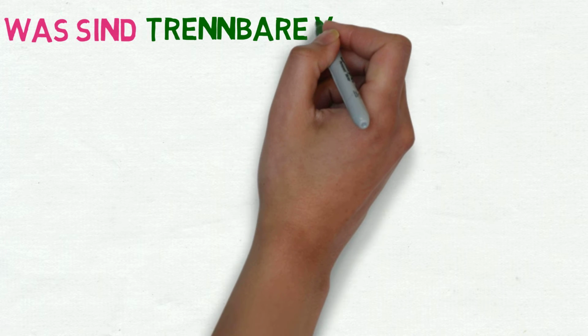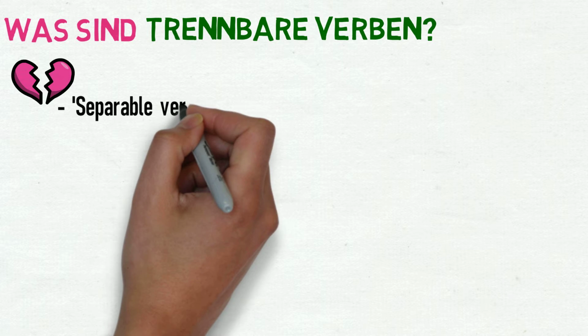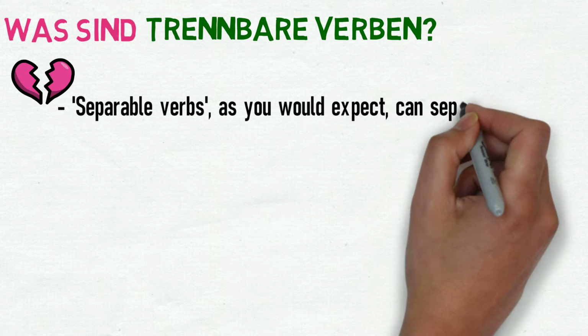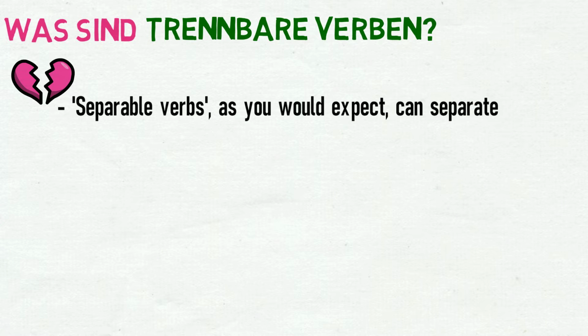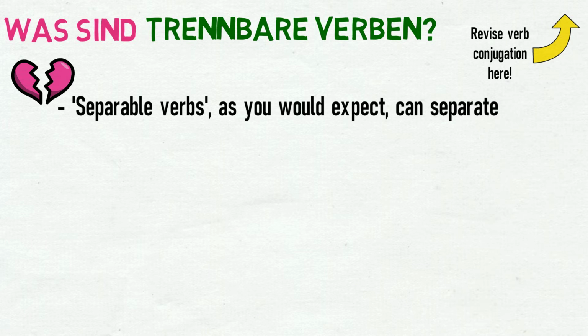In this lesson, we will be looking at how to use a special type of verb, which is the separable verb. These verbs are so called because they can separate. In order to fully understand this lesson, it's important that you understand how to conjugate both regular and irregular verbs in the present tense. If you aren't sure how to do this, please start by watching my regular verb conjugation video by clicking the banner now.